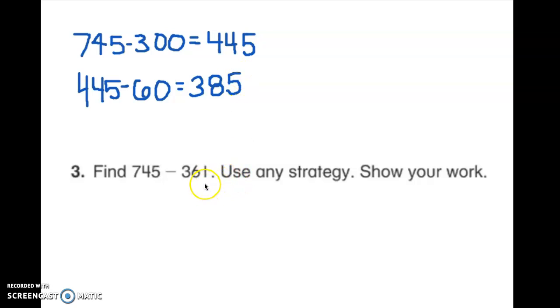Now we need to take away our ones. So we're just going to take away 1 from 385. So you can see here I took 385 that I got from here. I took away the 1 that I got from here, and I now have 384. So as long as you got the answer 384, no matter what method you chose, it is correct.